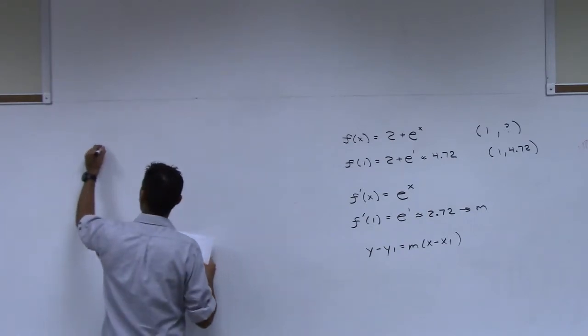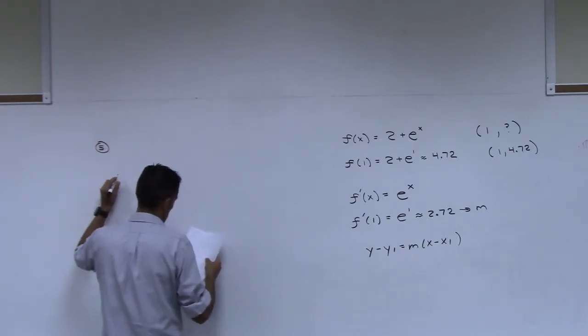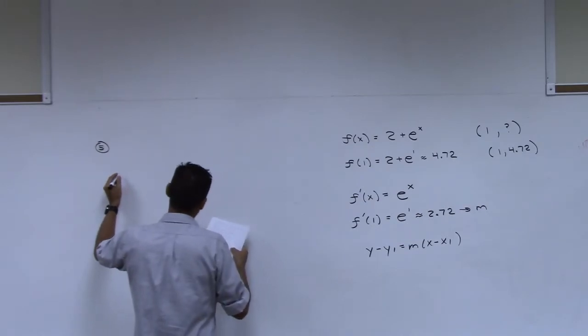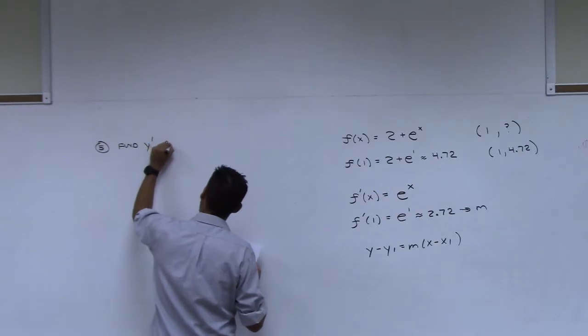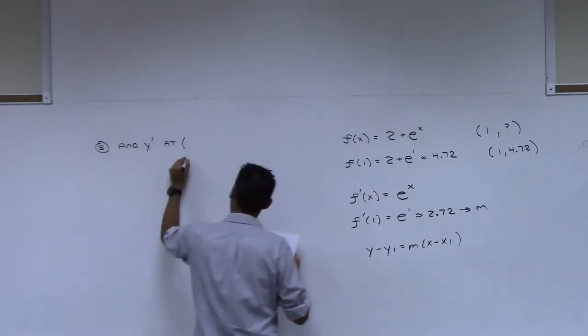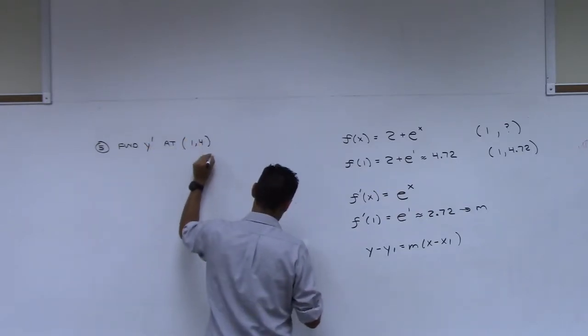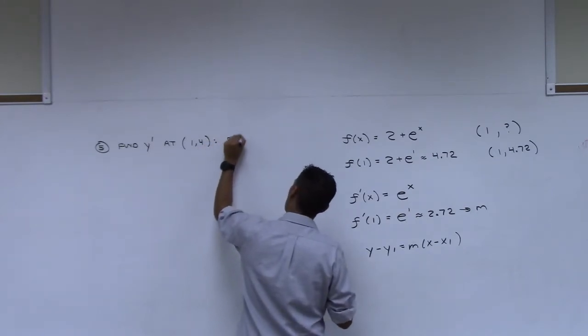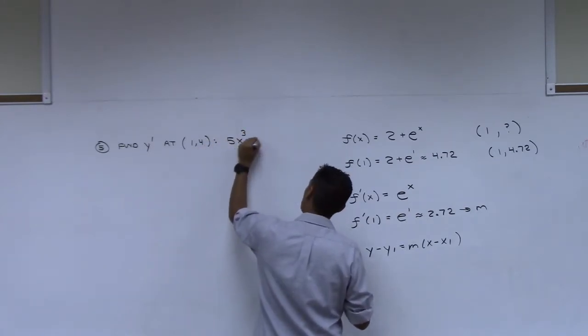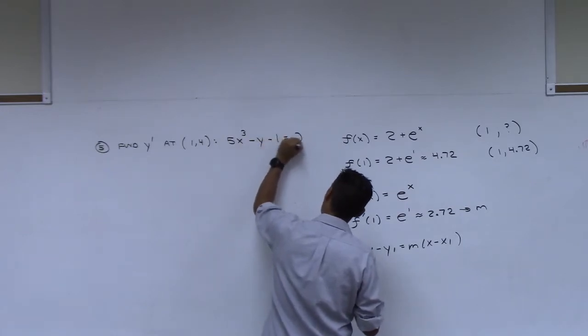So let's look at number 5. So it says find y prime at the point 1, 4. And you're given that 5x cubed minus y minus 1 equals 0.